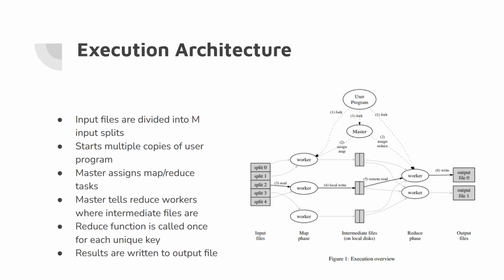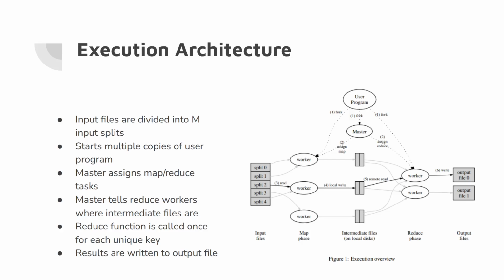This diagram shows the overall execution process. First, the input files are divided into M input splits. Each split typically contains between 16 and 64 megabytes in the original implementation. Next, the system starts multiple copies of the user program. One process becomes the master, while the remaining processes become the workers. The master assigns map tasks and reduce tasks to the available workers.